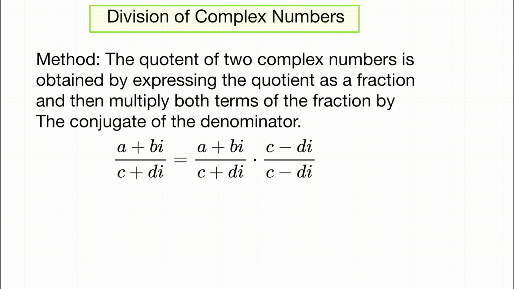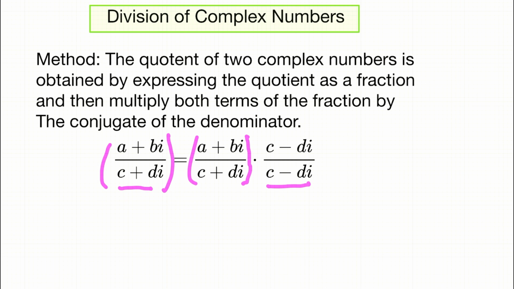Okay, so here are the two numbers that you want to divide: a plus bi divided by c plus di, where i is the square root of negative 1. Now, per the rule, here's the fraction again that we want to determine the quotient of, and we multiply by the complex conjugate of the denominator. So the complex conjugate of c plus di is just c minus di. We've got a video on the complex conjugate. So that's the rule that we're going to use.